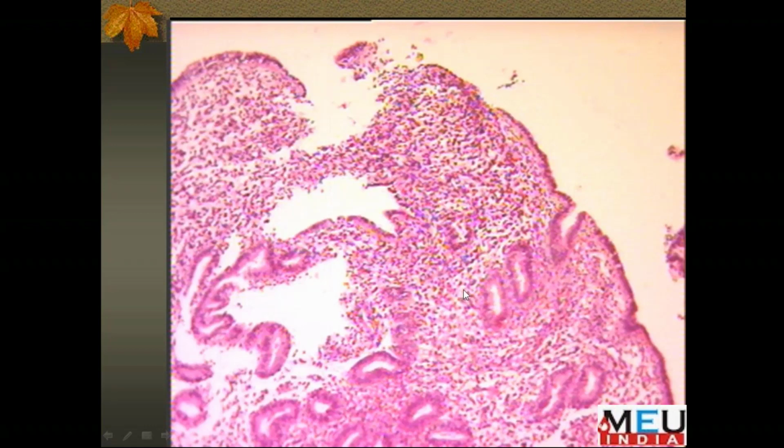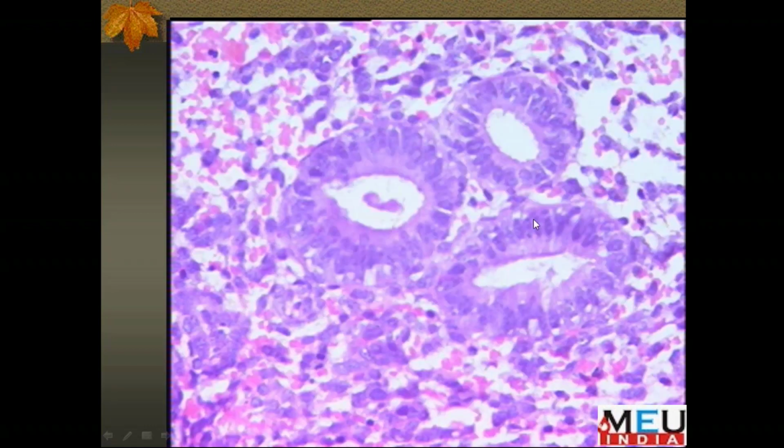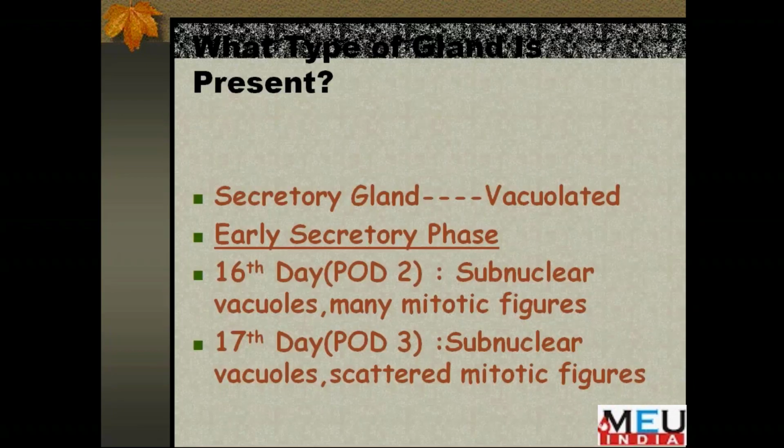You can see there are a lot of subnuclear vacuoles. Another one on high power, we can see a lot of subnuclear vacuoles, and basically these subnuclear vacuoles contain a lot of mucoid material. This mucoid material is what ultimately has to be shed to provide the nutrition to the ovum. So, another one, look how these vacuoles are moving upwards.